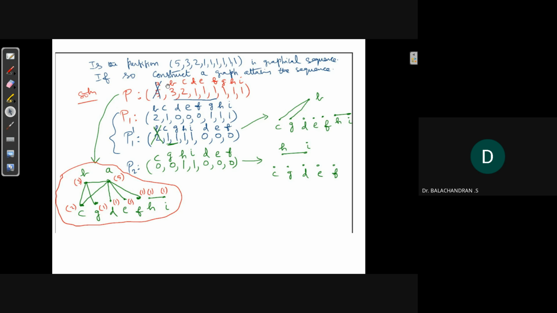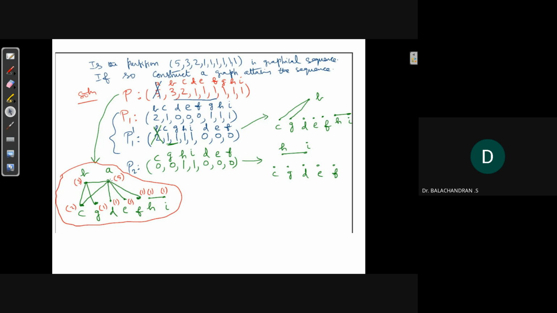Now from this I should go to the given degree sequence, so I am going to add one more vertex A. What is the degree of A? 5. I should add it to B, C, D, E, F. So A to B, A to C, A to D, A to E, and A to F.